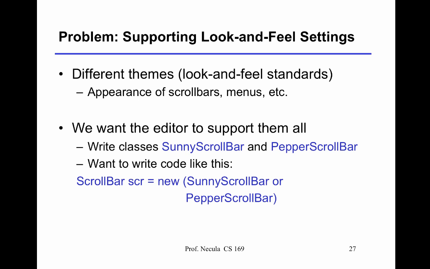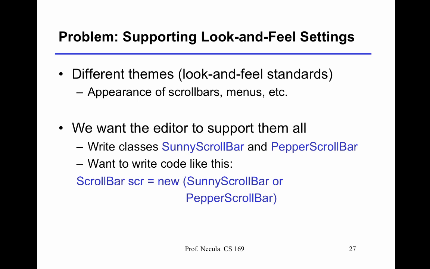And I would like to write something like this. In the places in my application where I actually create a scroll bar, I want to write new Sunny scroll bar if some condition holds, otherwise a Pepper scroll bar. Because maybe I want to change these at runtime or at configuration time. But anyway, I don't want to hard code in my code that this is a Sunny scroll bar. Then it's very hard to change.